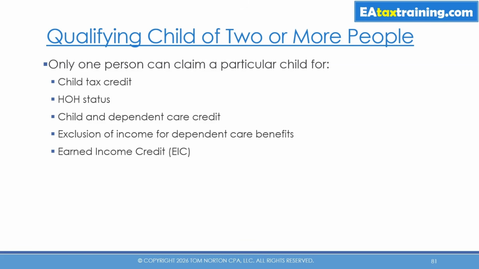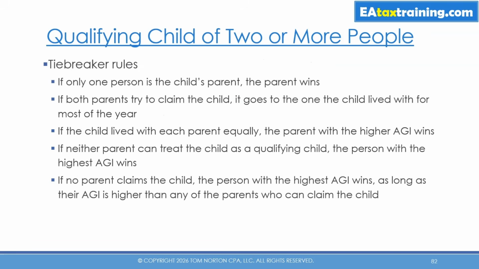What if you have a qualifying child of two or more people? So maybe you don't have an agreement in place that spells out who is getting to take the children as a dependent. Well, as we said before, only one person can claim a particular child or a particular person for the child tax credit, for head of household status, for the child and dependent care credit, for the exclusion of income for dependent care benefits, for purposes of the earned income credit. So we have to have a way to decide who gets to take this child as a dependent. So we have tiebreaker rules.